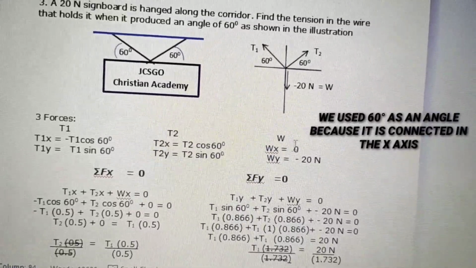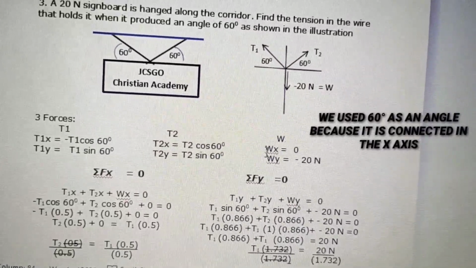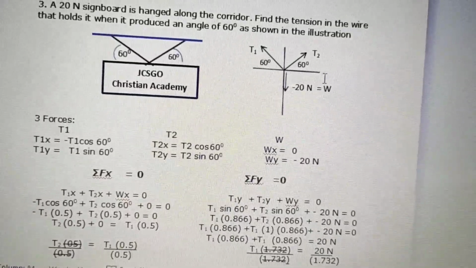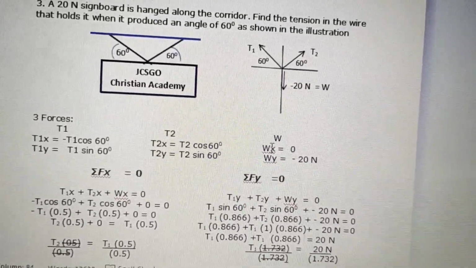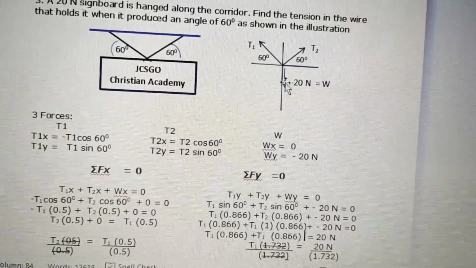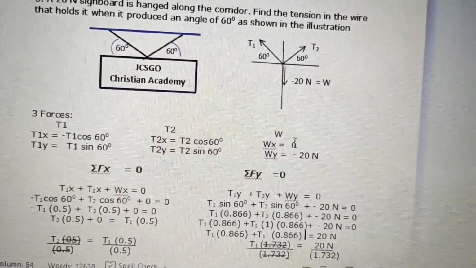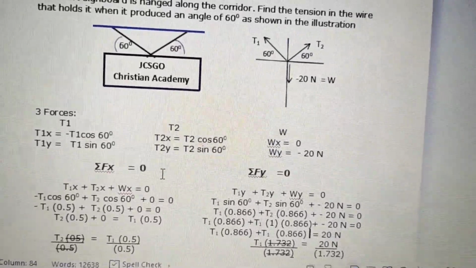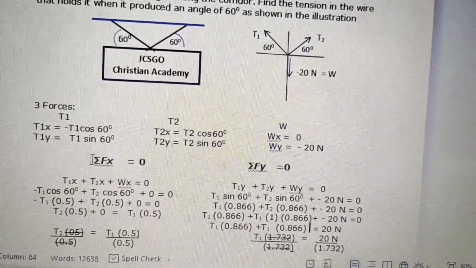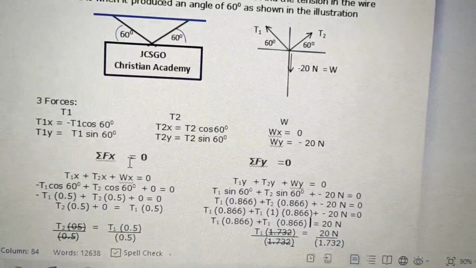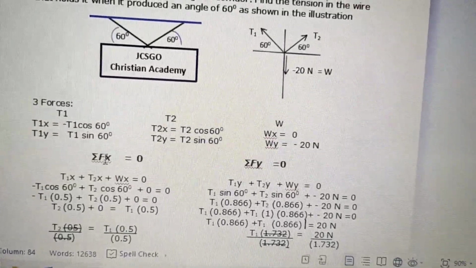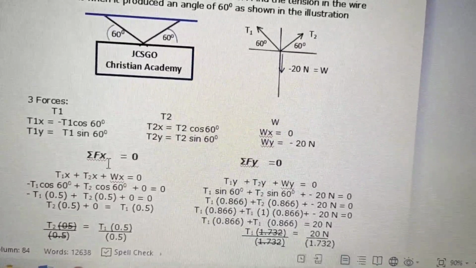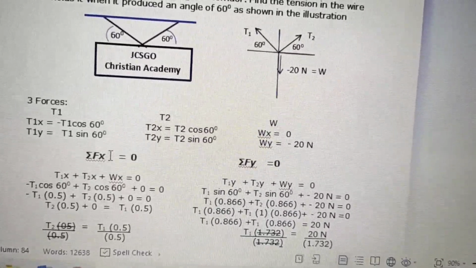For the third force, we have the weight, Wx. We can see that there is no weight acting on the x-axis, so we have 0. Wy is equal to negative 20 newtons because it is a downward force, so it gets a negative sign. Applying all of this in the formula, summation of all the forces in the x-axis is equal to 0. When we say summation, we get all the forces acting on the x-axis.